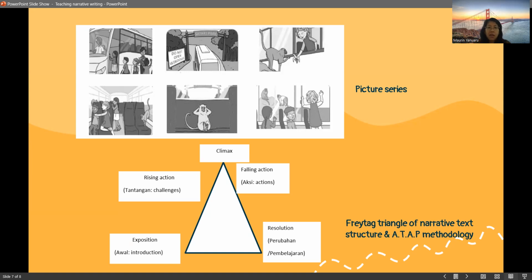All right. In this technique, I asked my students to sit in groups to think about the outline first before they make the paragraph, using the pictures and also A.T.A.P methodology. I gave an example of how to make an outline and also the paragraph, and discussed the components of A.T.A.P which fit with the Freytag triangle in this narrative text.